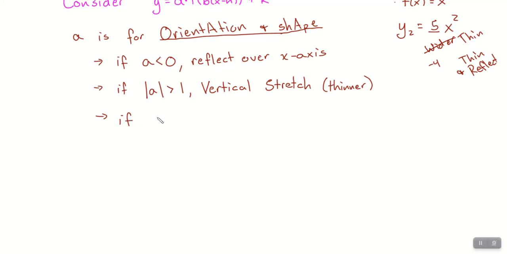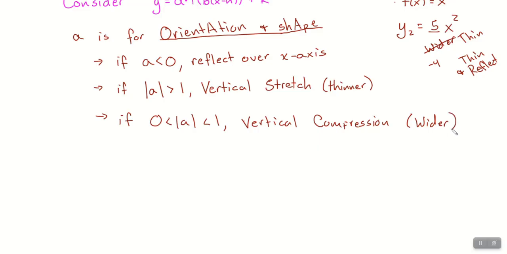What if, however, we pick a value of A, and the absolute value is between 0 and 1? Instead of stretch, we would do the opposite. Instead of pulling up, we go downward. So instead of a stretch, what might we call that? What's the opposite of stretching? Ooh, good. Yeah, I would say compress. So if we have a value of A that's between 0 and 1, then we have a vertical compression. I'm just going to write compression. And instead of thinner, our graph would get wider.